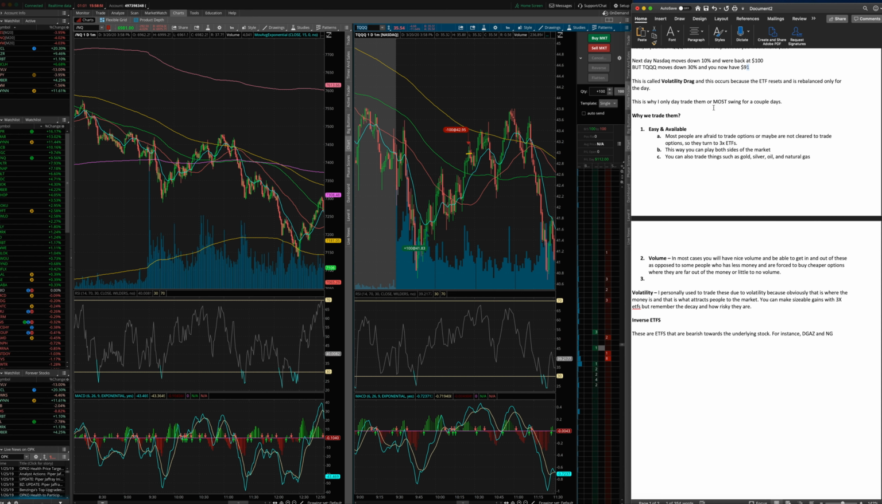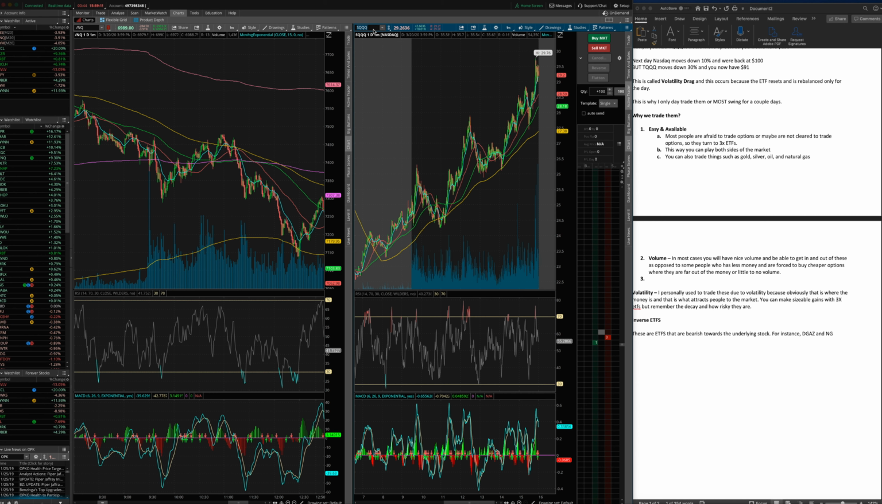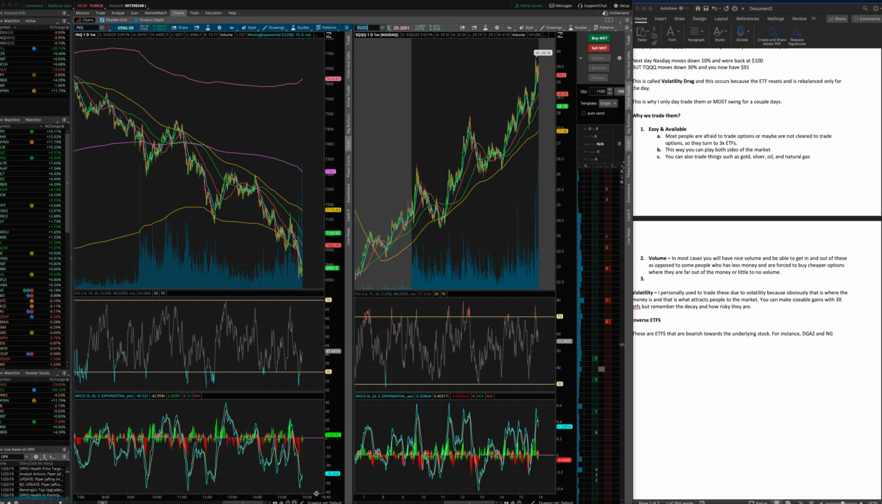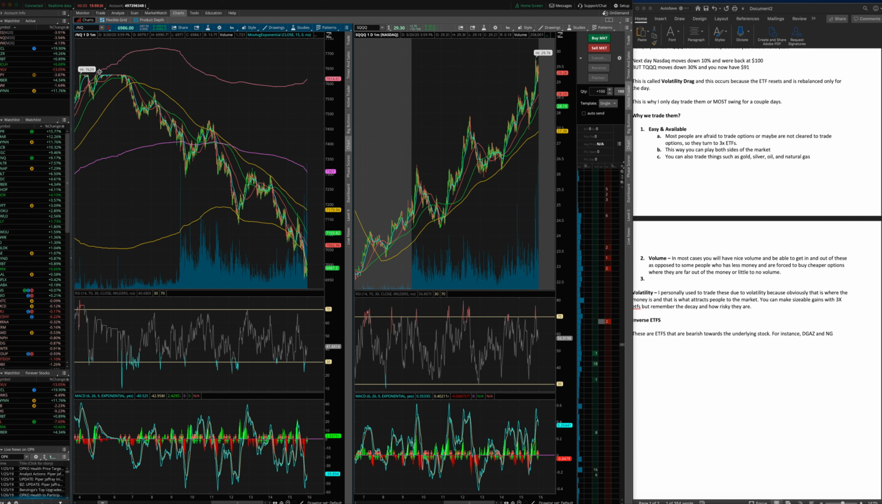Now, the last thing we're going to talk about before I go over this trade is what an inverse ETF is, and I did talk about it before. An inverse ETF is just an ETF that is bearish, or if you don't know what bearish is, goes against the underlying asset that it's working off of. So you can see here, if I zoom out, this is a 1-minute chart of the Nasdaq. You can see over here on the left that we opened here, and ever since then, the Nasdaq has been selling off. But SQQQ has been going up.